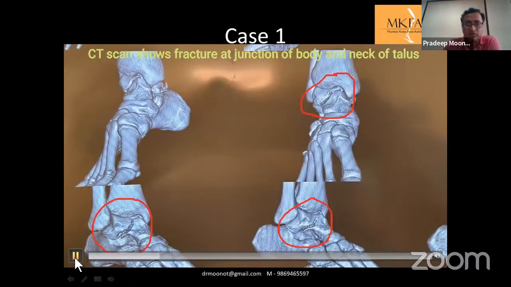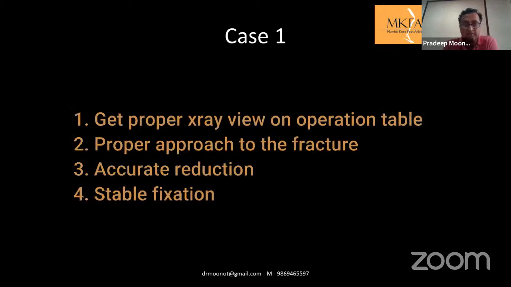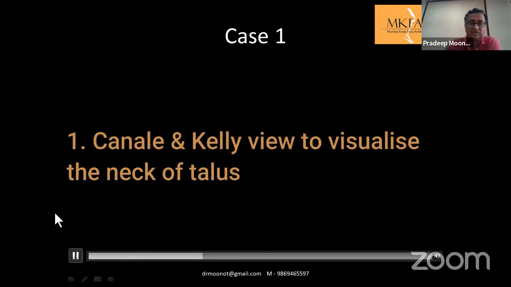That's a very unusual type of fracture. Here you can see, right just proximal to the neck and then going into the body. So understand, go through the CT scan, both in the sections as well as the 3D anatomy, and then plan it appropriately. So planning was done. So proper views on the table, proper approach, accurate reduction and stable fixation.